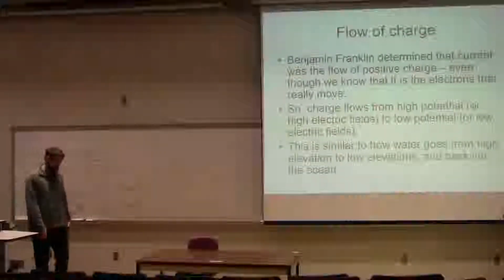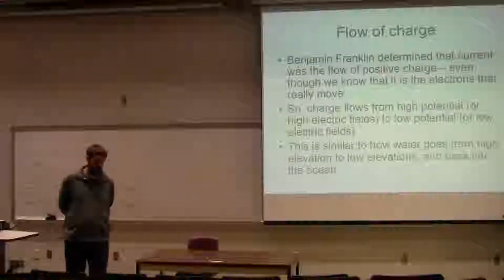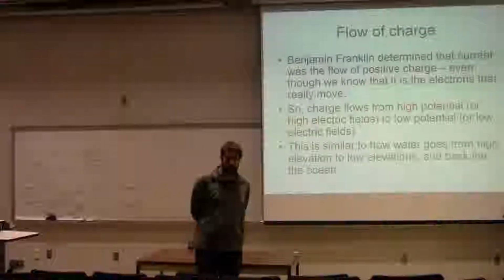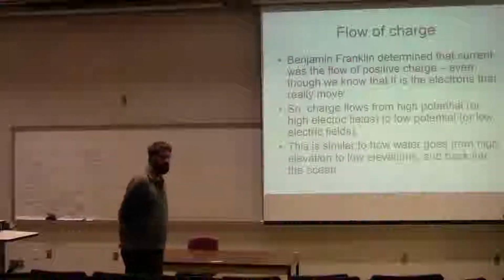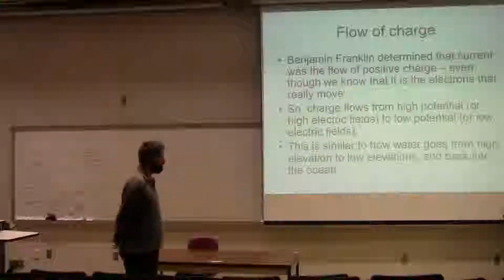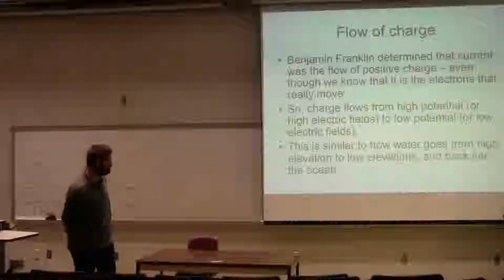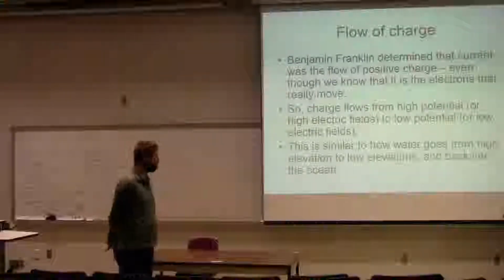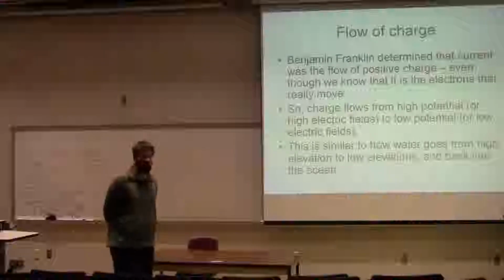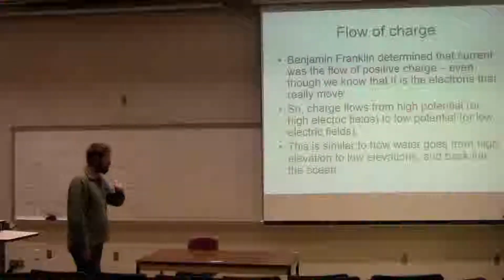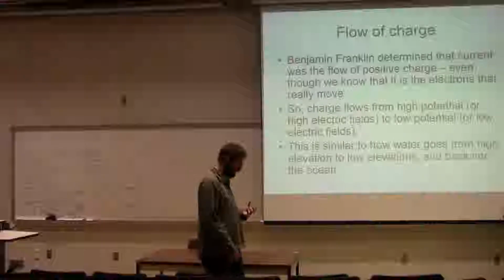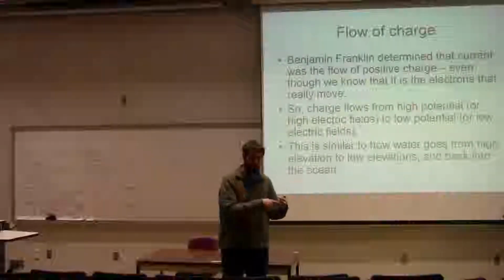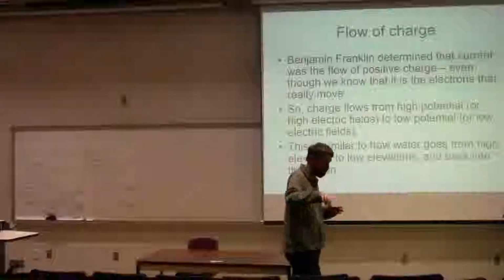So, flow of charge. About 200 years ago, Benjamin Franklin proposed that the current was the flow of positive charges and the negative charges stayed put. But he got it backwards. We now know it's the electrons that move, the positive charges that stay put. So charge flows from high potential to low potential, and this is similar to how water travels. So a circuit is kind of like a flow of water from point A and around and back to point A again. So it's like a closed loop, if you will.